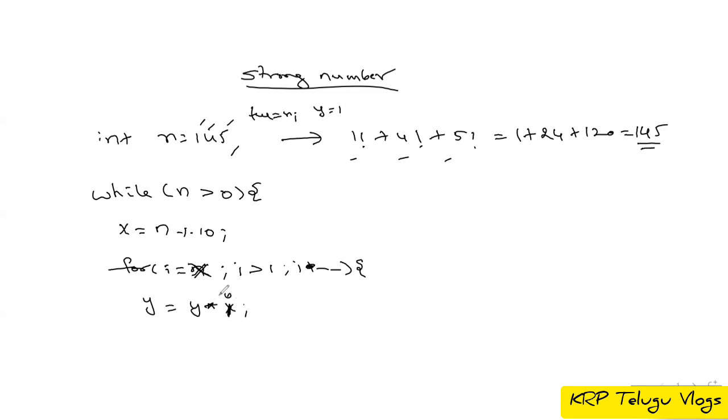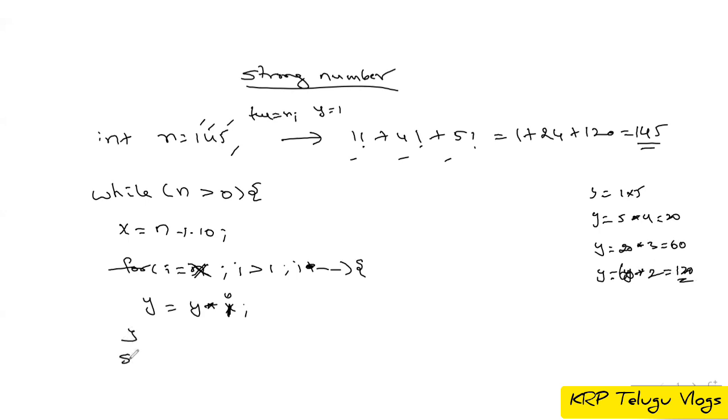So first time it will extract 5 into 1, so y value is 5. Next time y is equal to 5 into I value 4, so it will become 20. Next time y is equal to y into I value 3, so it will become 60. Next time y is equal to 60 into 2, that is 120. So now y value is 120.